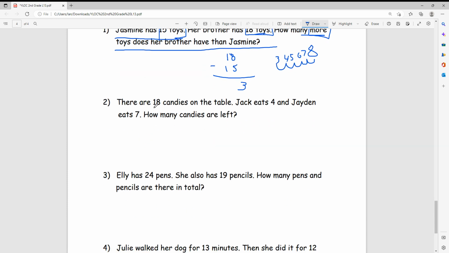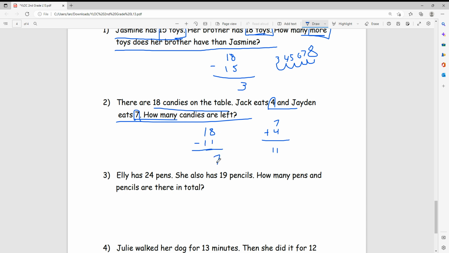There are 18 candies on the table. Jack eats 4, and Jada eats 7. How many candies are left? First thing I want to do is add up how much candy Jack and Jada ate. So 7 plus 4 equals 11, and there are 18 candies. They want to know how many are left. Since they ate 11 of them total, we subtract 11. 8 minus 1 equals 7. 1 minus 1 equals 0. So it's just 7.